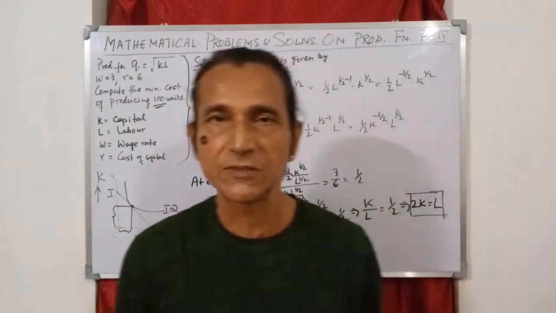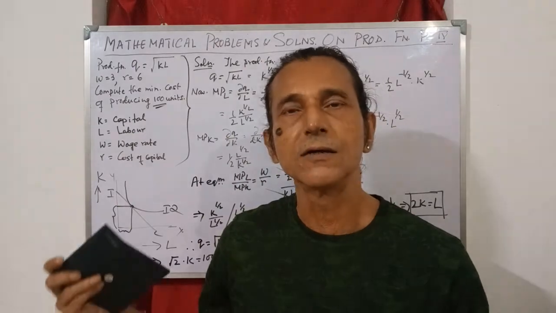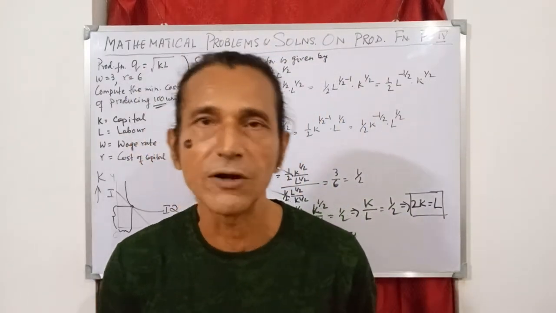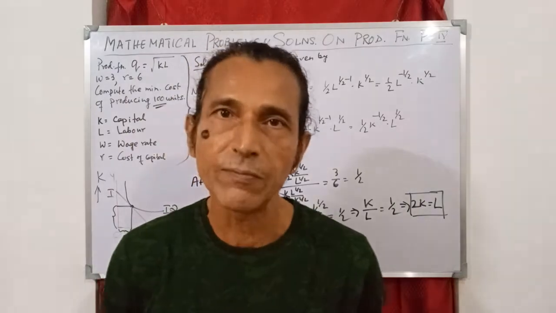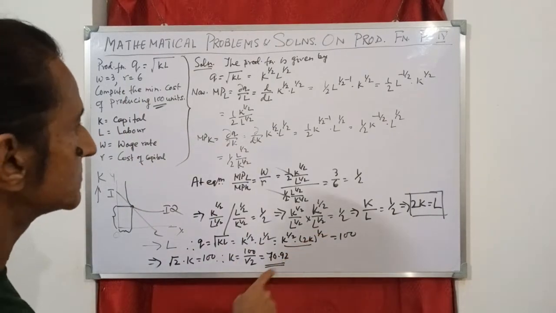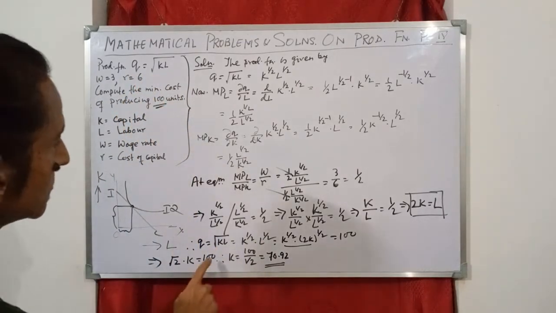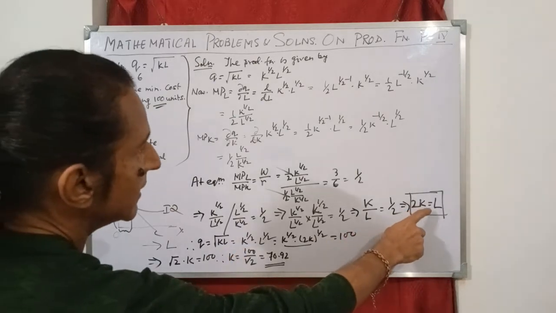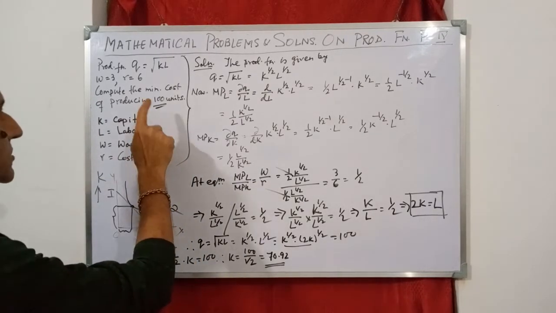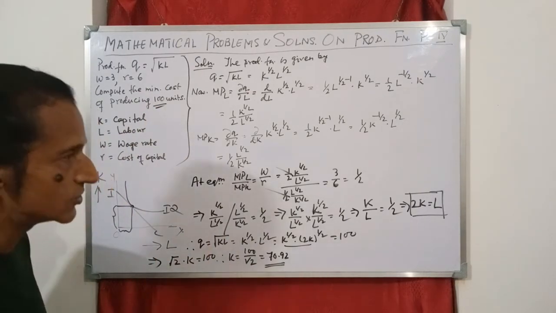What we have done? We have differentiated Q with respect to L to find out the marginal product of L, and we have differentiated Q with respect to K to find out the marginal productivity of K, and at equilibrium MPL by MPK is equal to the ratio of input prices, that is MPL by MPK equals W by R. We have put the values of W and R here, and we have found out 2K equals L. Now the production function is Q equals root over KL. So we have put the value of Q as 100, because we have to find out the minimum cost of producing 100 units, and we have found out K equals 70.92.